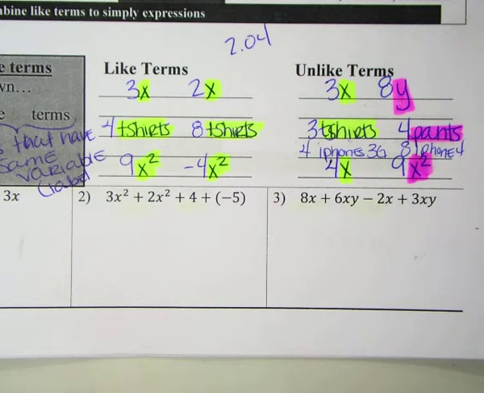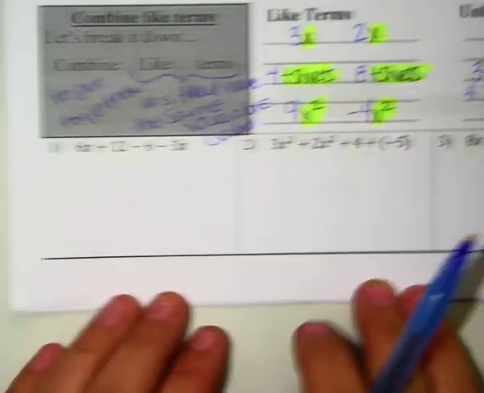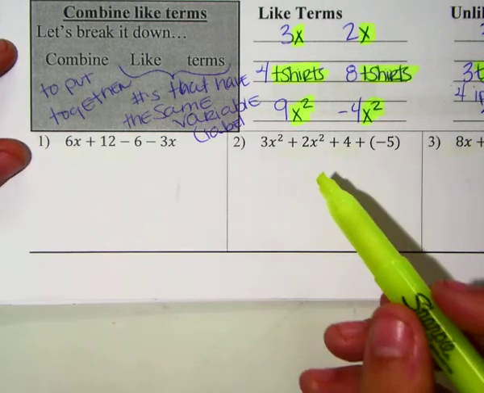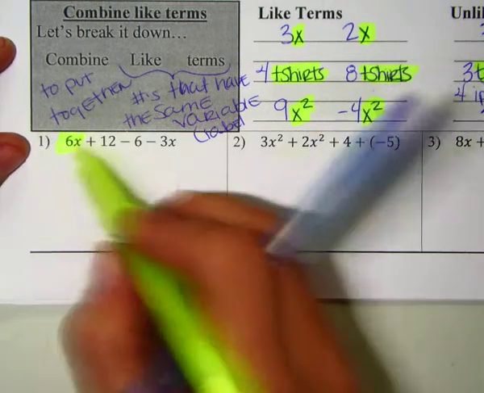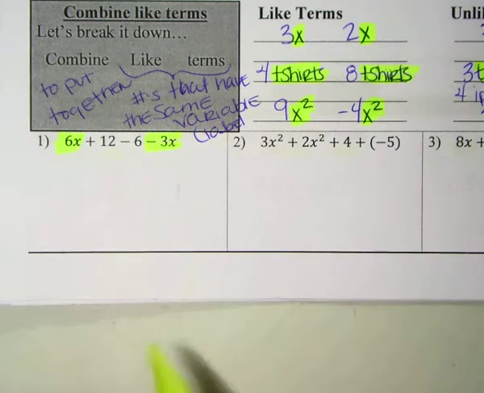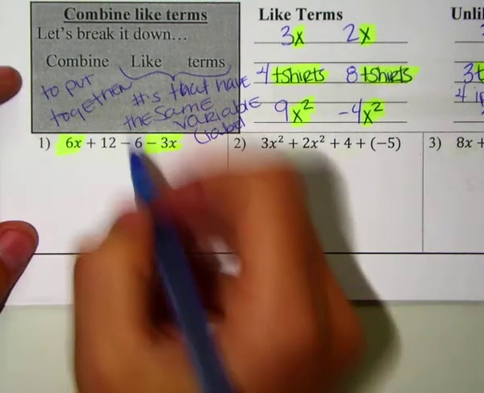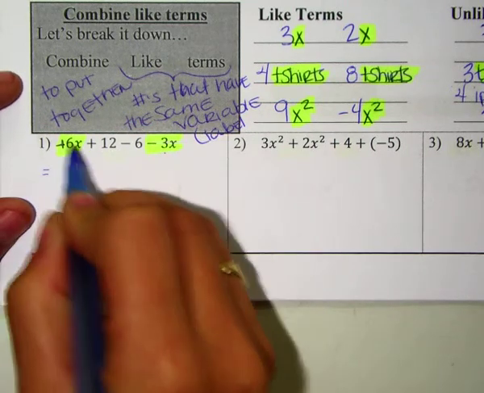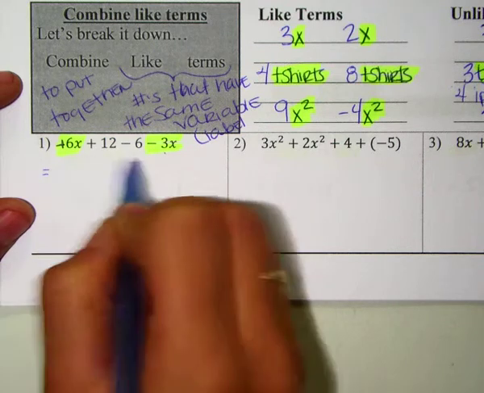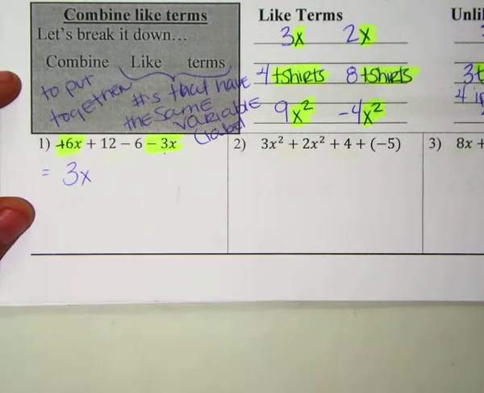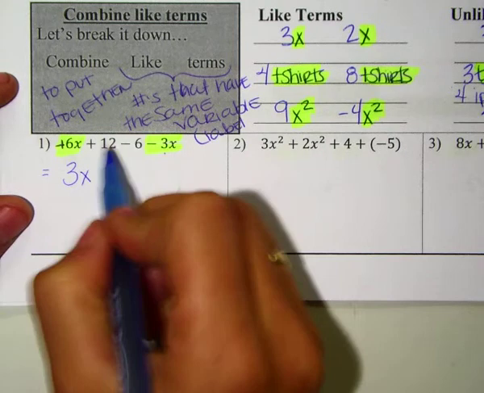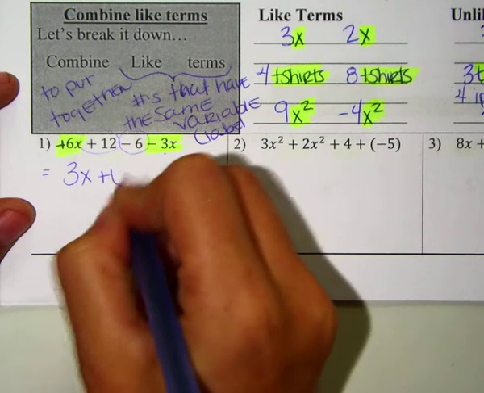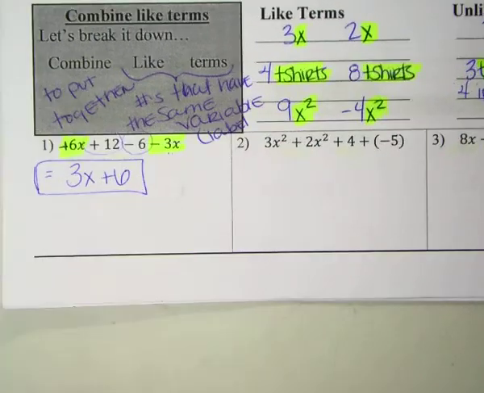Okay? Anyways, let's go through some hard examples that we would do in class. Number 1, this is 6x plus 12 minus 6 minus 3x. I'm going to highlight the terms that have the same label. So both of these have an x. This is a positive 6. This is a negative 3. So I'm going to combine them. 6 minus 3 is 3. They both have an x. Then I'm going to combine just the constants. 12 minus 6, which is 6. This simplifies to 3x plus 6.